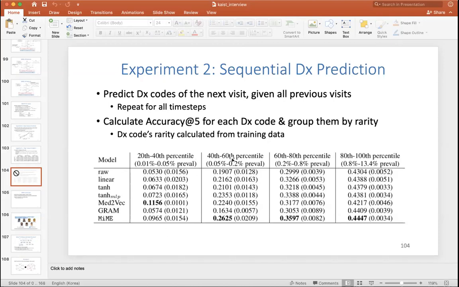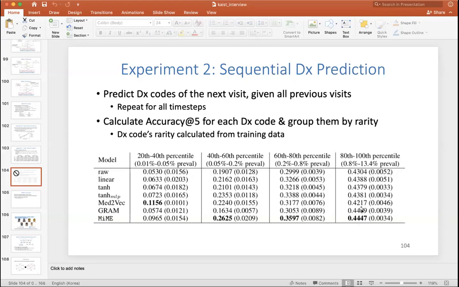But if you move on to the next bucket and the next bucket, then you can see that the performance gap between MIME and the baseline is wider. It's 26% here. No, I'm sorry, this is not PRAC, this is accuracy at 5. So this is 26% accuracy at 5 compared to 23%, so the gap is wider, compared to 44.47 and 44 here. This is 44%, this is 44%.